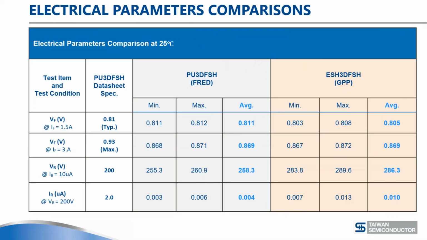So if you go to the next slide, we're going to compare the averages. What we're seeing here is that the average of 0.811 or 811 millivolts versus 805 millivolts, that's on the first line at 1.5 amp. Actually, you can see that the existing device is even slightly better. So if you are a user of this product, you would say, hey, what's in it for me?